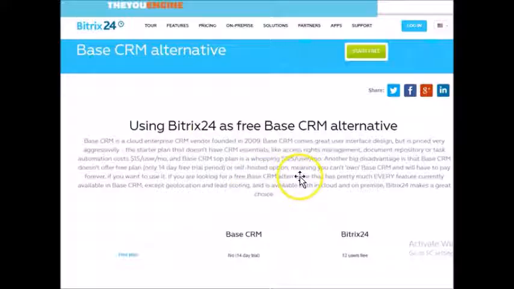Another big disadvantage is that Base CRM doesn't offer a free plan, only a 14-day free trial period, or self-hosted options, meaning you cannot own Base CRM and will have to pay forever if you want to use it. Well, do you see how effectively it is actually discrediting the competition? It is actually handling objections of people, right? And that's clearly bringing out the USP in a very distinct fashion, and presenting it to the readers or to the prospects, right?